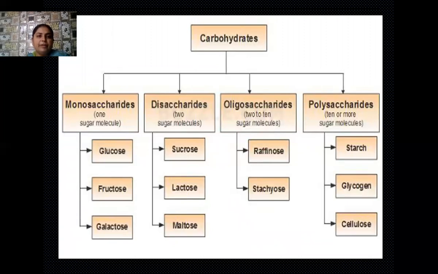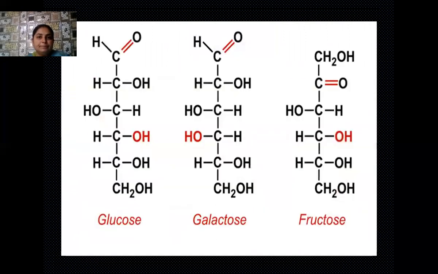Disaccharides are those carbohydrates which contain two sugar molecules, such as sucrose, lactose, and maltose. The third category is oligosaccharides. Oligosaccharides have 2 to 10 sugar molecules, and two examples are raffinose and stachyose. The fourth category is polysaccharides. Polysaccharides are the complex type of carbohydrates and they have 10 or more sugar molecules. Their examples are starch, glycogen, and cellulose.